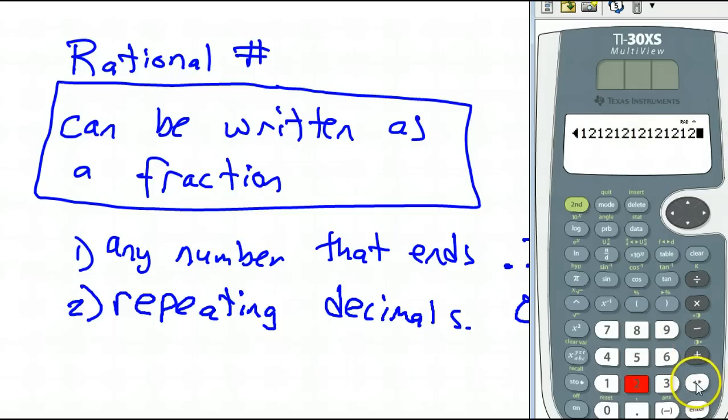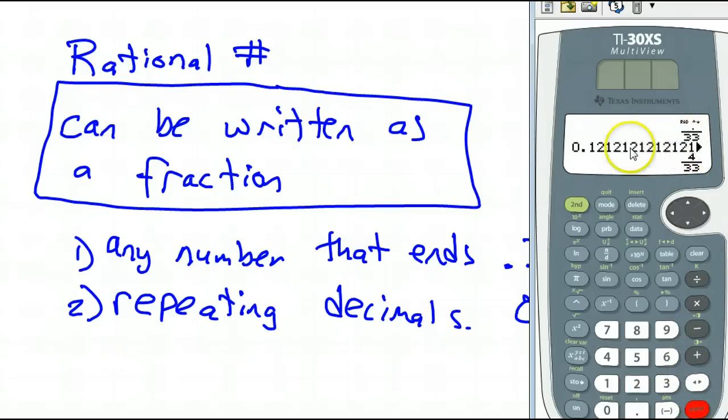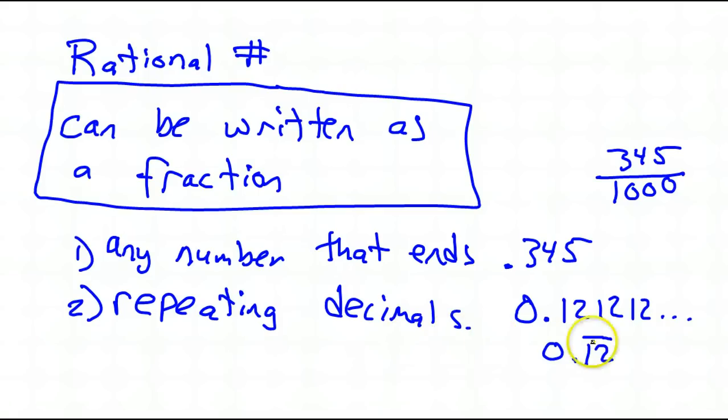If I hit my toggle key to attempt to make this into a fraction, you see that 0.12 repeating is the same thing as 4 over 33. I've got 4 over 33 in the calculator right now. If I evaluate that and make it a decimal, you can see it's the same thing as 0.12 repeating. That turns out to be true for any repeating decimal. There's going to be some type of fraction that you can make out of it. So any number that ends or any number that repeats is going to be rational, and certainly any number that you can just easily write as a fraction.